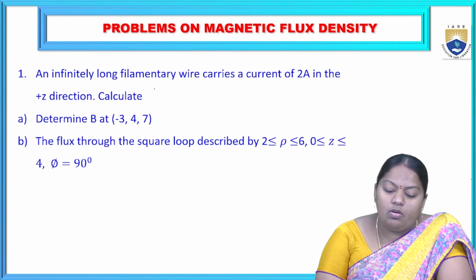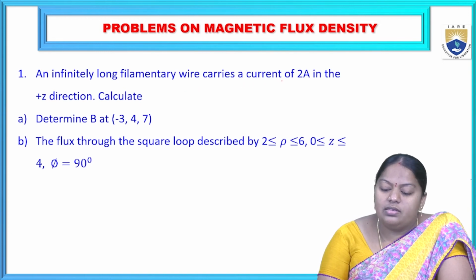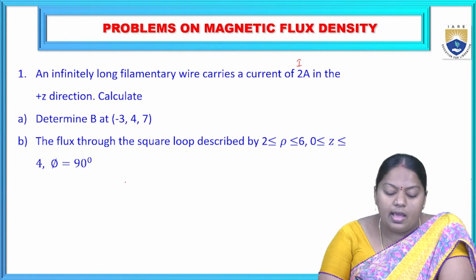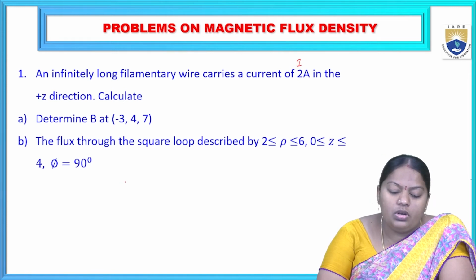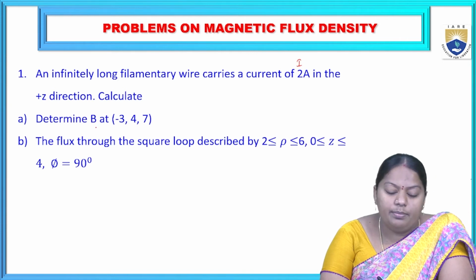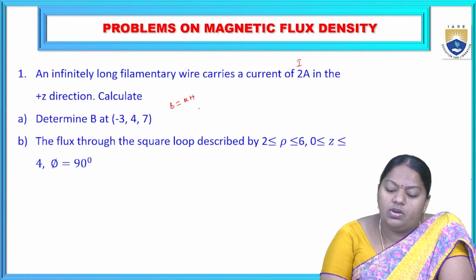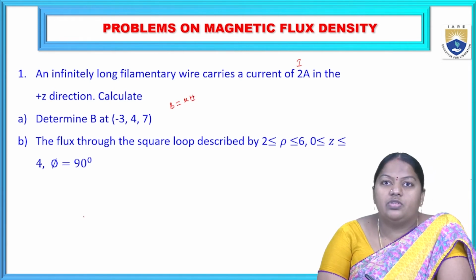So an infinitely long filamentary wire carries a current, which means the I value is given, that is 2 amperes. Now only I is given, and we need to find the magnetic flux density B. So is there any direct relation between B and I? No. So first we are going to evaluate B equal to mu times H. In this, first we will evaluate the H value.